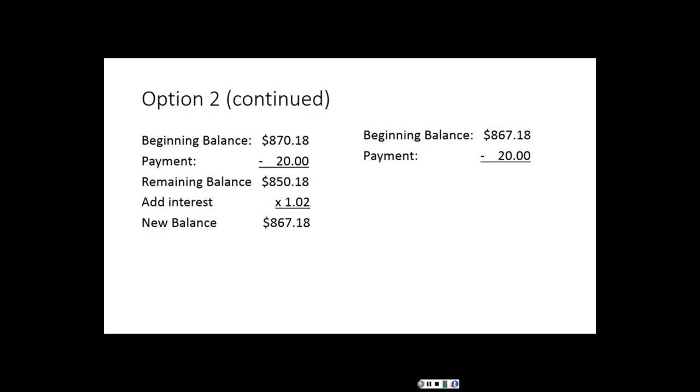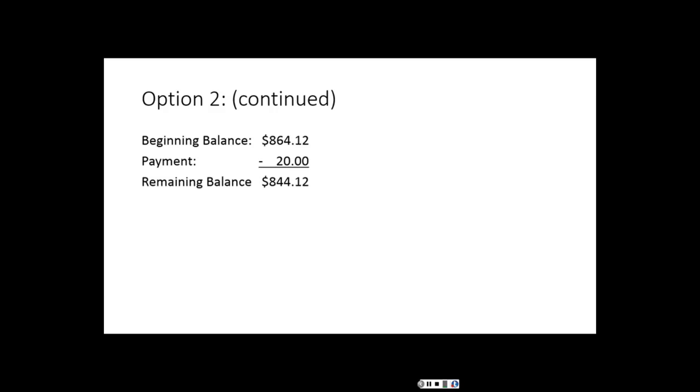I'm going to pay $20, see what I have left, add interest. There's my next month's balance. So one more time, I'm going to start with $864.12, pay $20, see what I have left, add 2% interest, and on month number 6, I would get a bill for $861.